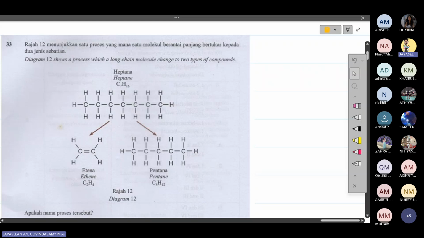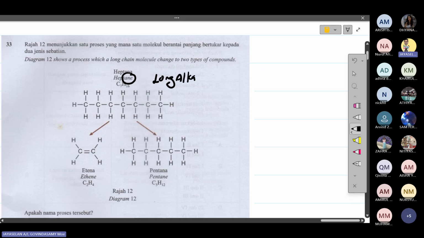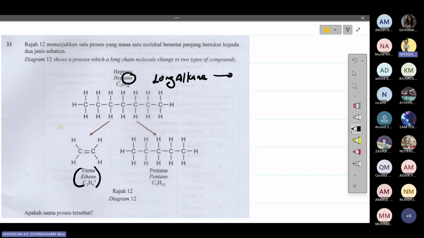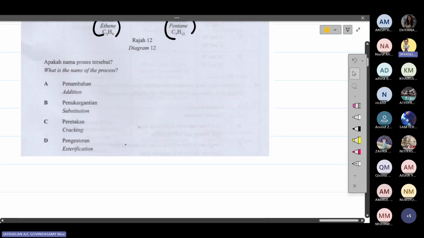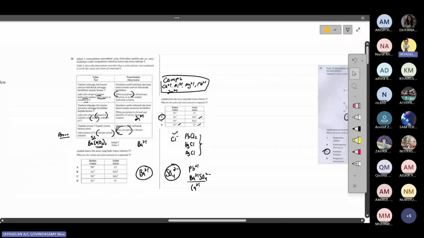When you see this question, this is a long chain. Long chain, then they put ethane. Long chain alkane. When they do the process, you get alkene plus one more, alkane. So what is the name of this process? This process is called the cracking process. We have fractional distillation method, and one more, the cracking process. So the answer is cracking. Any question? No questions. So these are the objective questions we already went through.